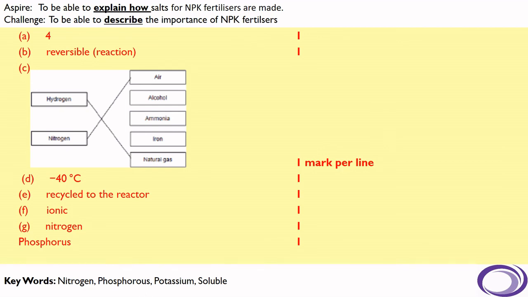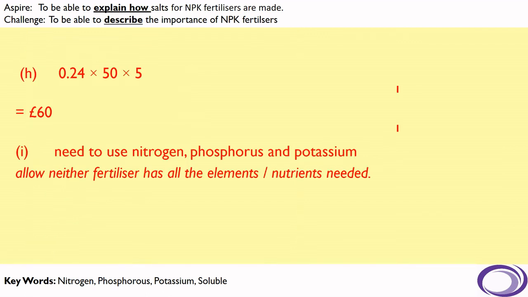Now, a little bit of paper 1 revision. It is, of course, an ionic bond between those 2 elements, as you have a metal and a non-metal. And the 2 elements that improve agricultural productivity in that formula were nitrogen and phosphorus. The cost of fertilising that field was £60. And the reason that the farmer used both fertilisers is he needed to use nitrogen, phosphorus and potassium.